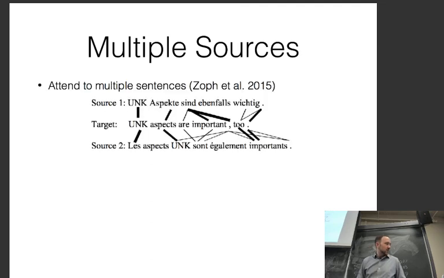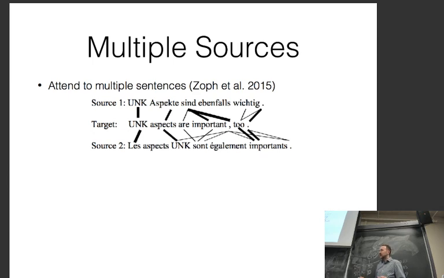Another thing that people have done is attend to multiple sources. One example is attending to multiple sentences in two different languages. So if our target is English, and we have two translated sentences in French and German, we can simultaneously attend to both of these sentences and use this to generate an output. The intuitive reason for this is maybe some words in German correspond better to words in English, and some words in French correspond better, so then we can pick and choose between them.